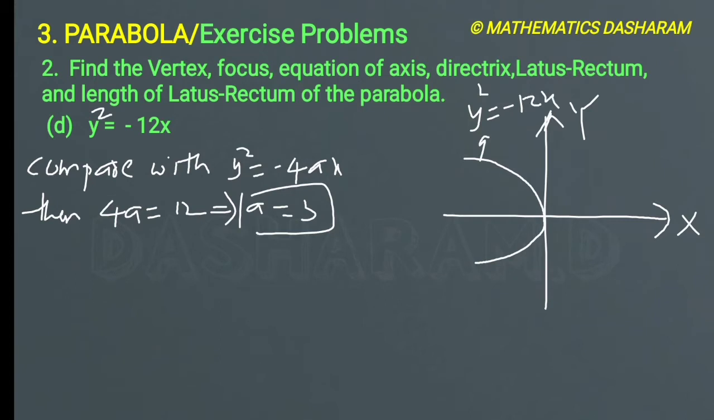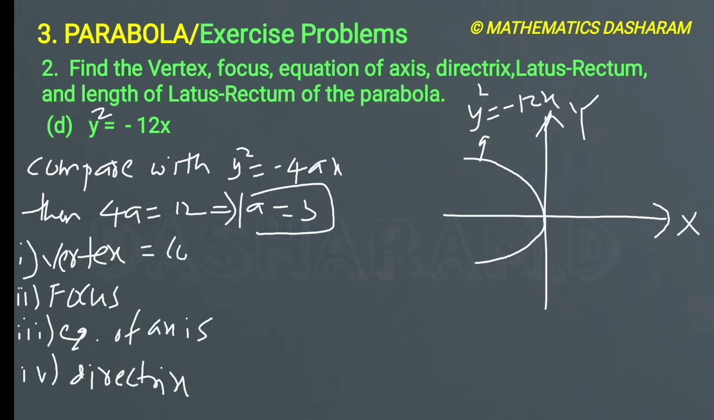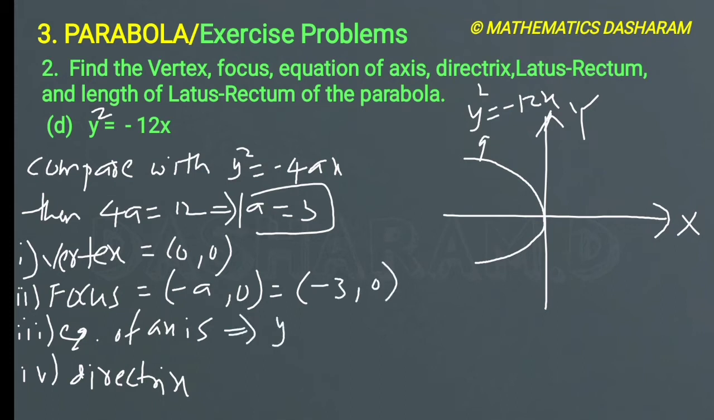So first answer, the vertex, that is the origin 0 comma 0. Next the focus is minus a comma 0, so minus 3 comma 0. Equation of the axis, that is y equals 0. Equation of the directrix means a fixed line, it will be on the positive direction of a on the x-axis, so that is x equals a, but a value is 3, so x equals 3.